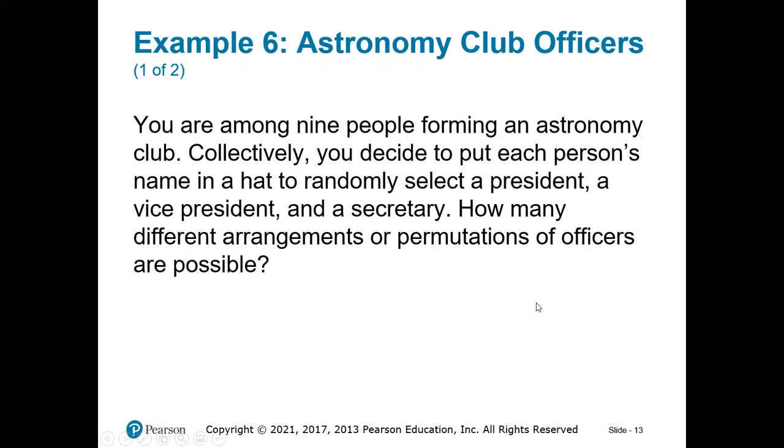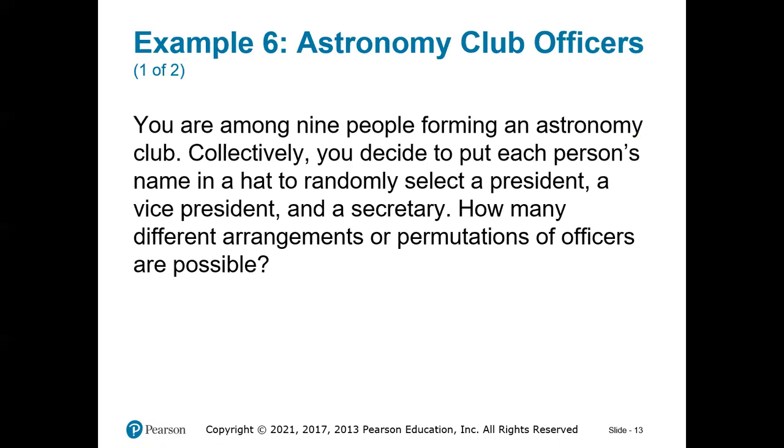So let me give you an exercise. Here's an exercise that illustrates how to work with the nPr formula. You are among 9 people forming an astronomy club. Collectively, you decide to put each person's name in a hat to randomly select a president, vice president, and a secretary. In how many ways can we do that? In how many ways are we going to pick a president, vice president, and secretary?